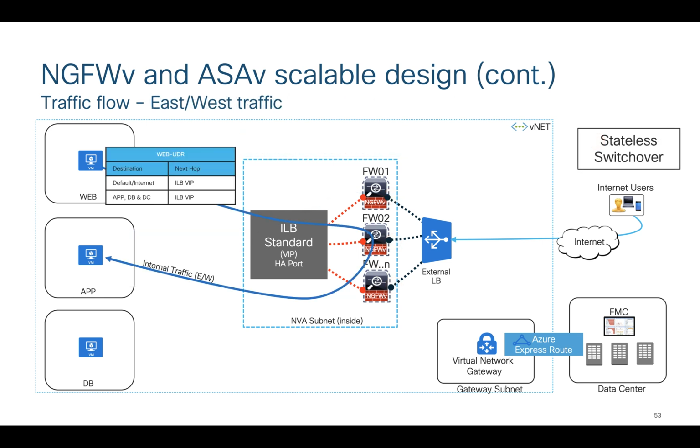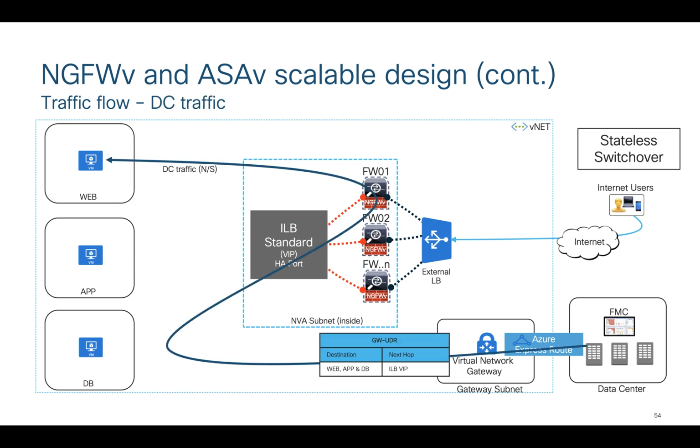Then we have east-west traffic as well. So web talking to app or app talking to web traffic will always land on the virtual IP address of the load balancer, and from there it will go to the firewall, and the firewall is going to receive traffic back on the same firewall, because there is state tracking happening on the internal load balancer. So on the way back, when the application server responds, it is going to send traffic back to the virtual IP address, and since the initial traffic was sent to firewall 2, subsequent packets will go back to firewall 2 itself. For east-west traffic, there is no source NAT requirement.